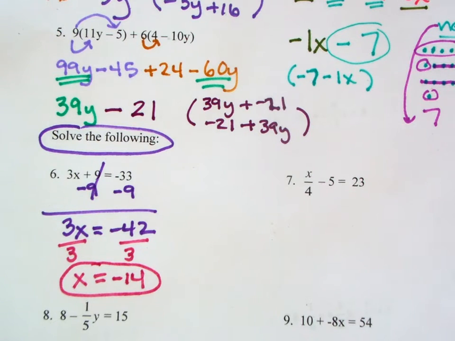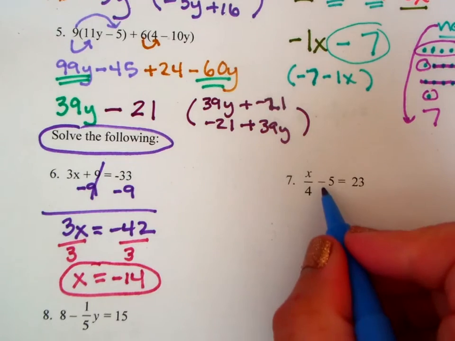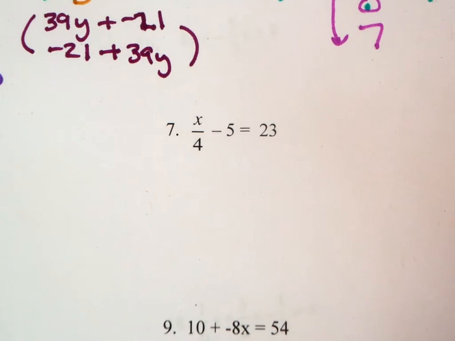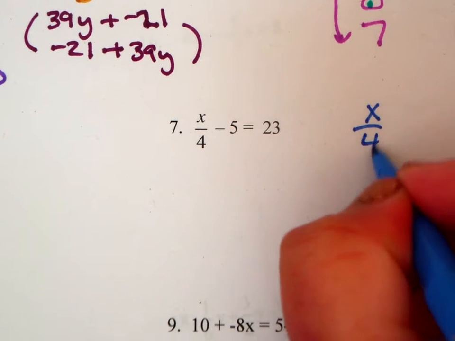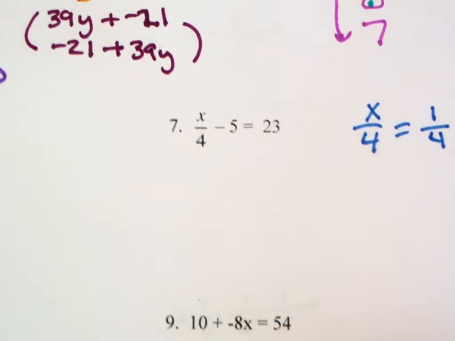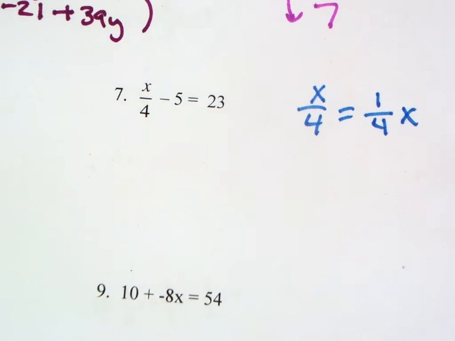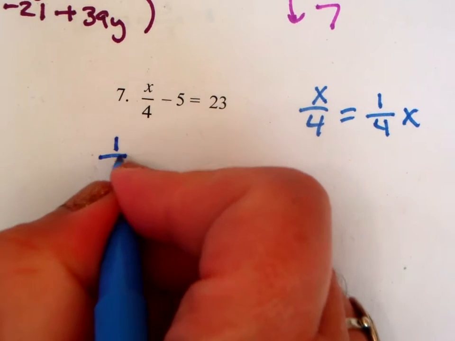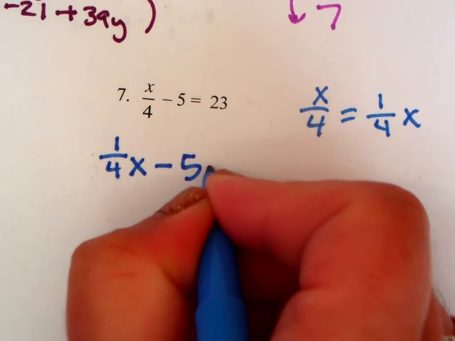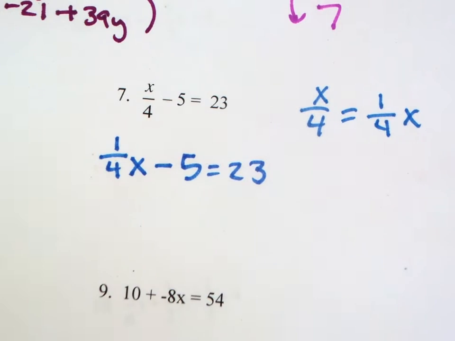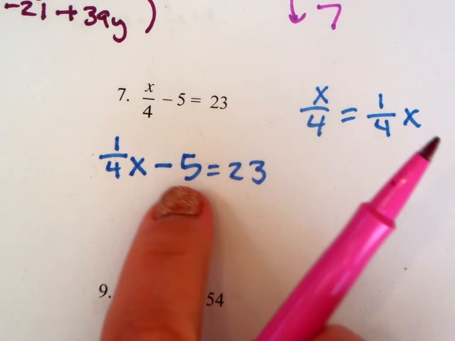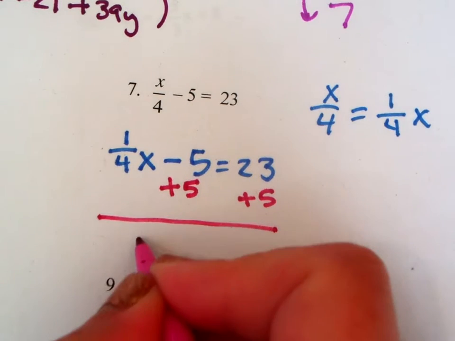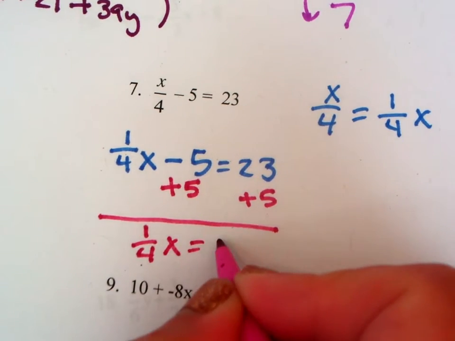Okay, again, on number 7, I cannot simplify anything, so I'm just going to start moving things over. And in this case, I get x over 4, and remember x over 4 is the same as 1/4 x. Okay, so either way you want to look at it is fine. If you prefer having the 1/4 kind of the coefficient in front, which a lot of people do, it is perfectly fine to rewrite it, just like that. Okay, and then I'm going to get rid of the minus 5. I'm going to add 5 to both sides. And I have 1/4 x equals 28.